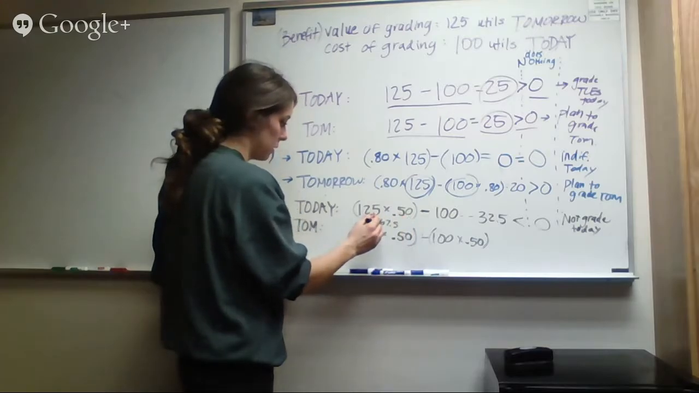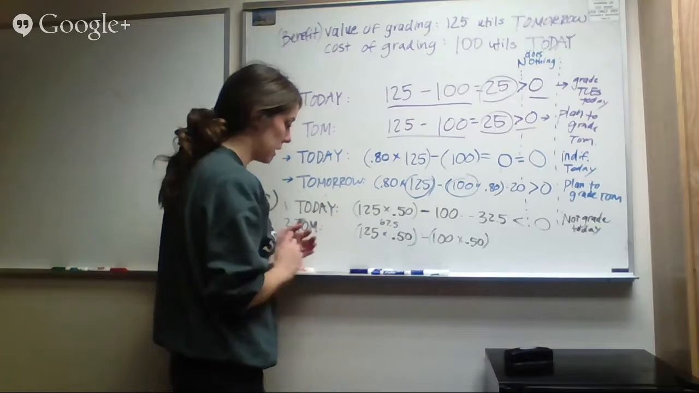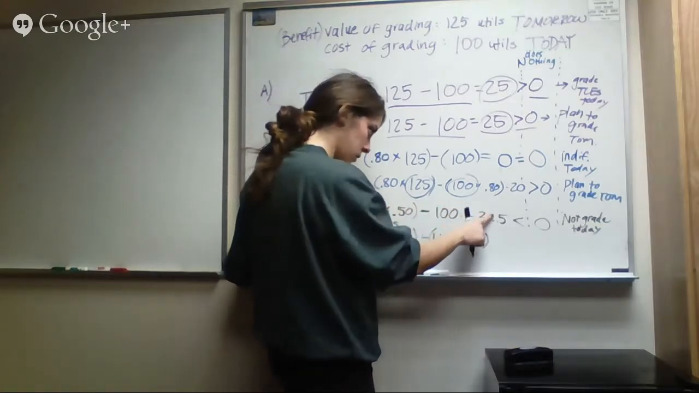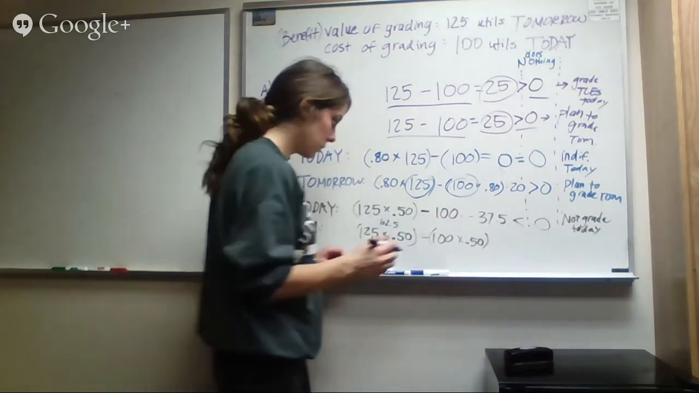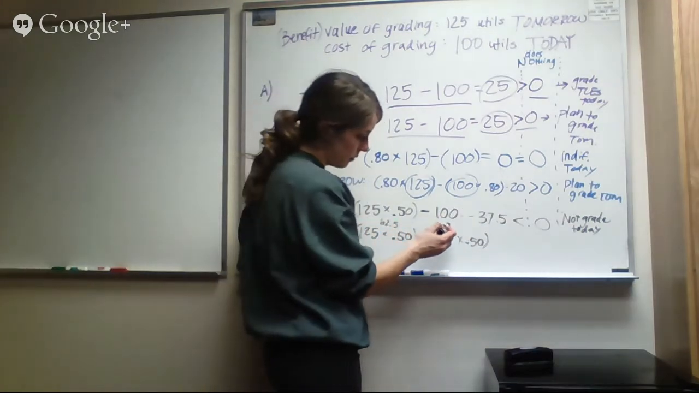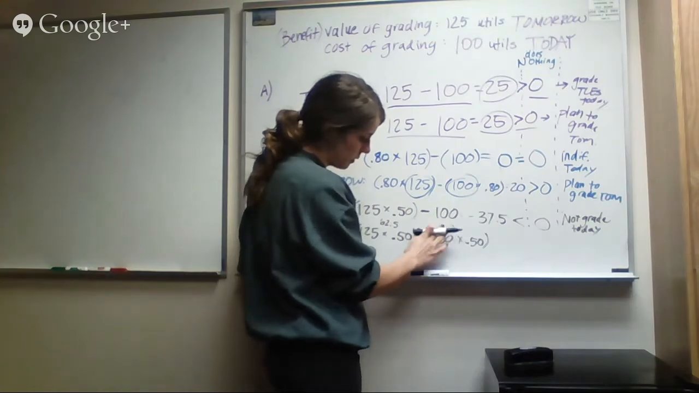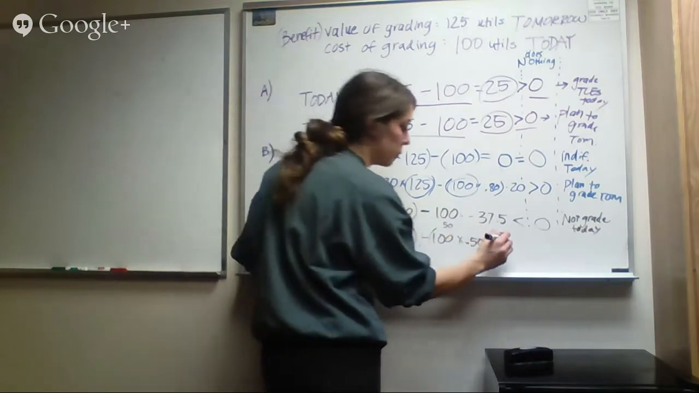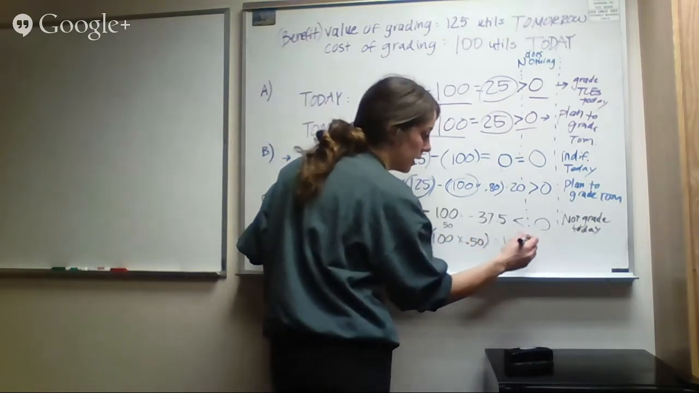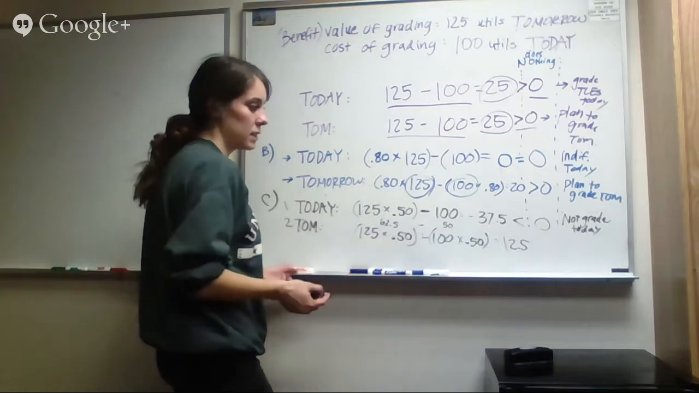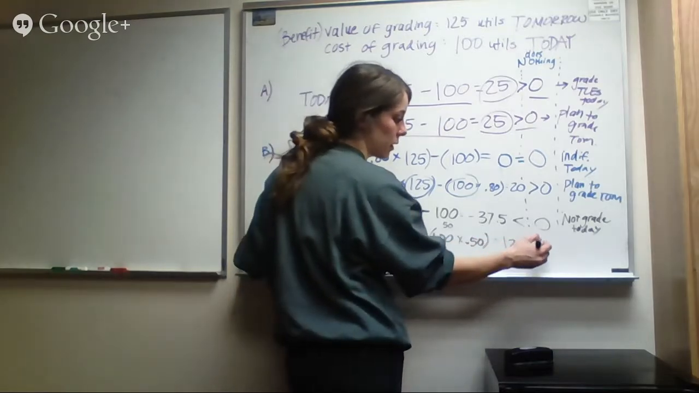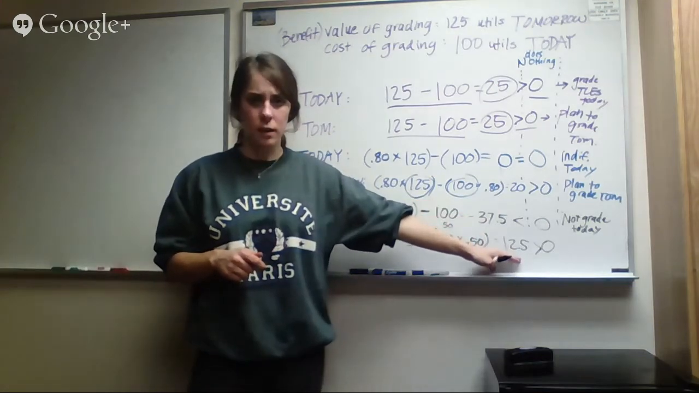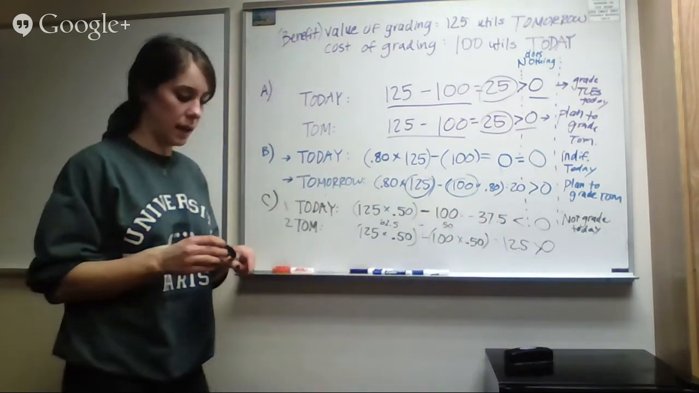Is that right? No, it's not right. I think it's 62.5. 62.5 minus 50. And so he's going to get 12.5 utils. Looking forward to it, he's going to think that he's going to get 12.5 utils tomorrow, which is obviously greater than doing nothing tomorrow. So he's like, yeah, I don't want to do it today, but tomorrow I'll probably feel like it. That's his calculation today.